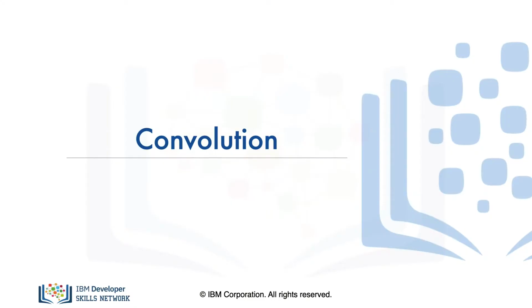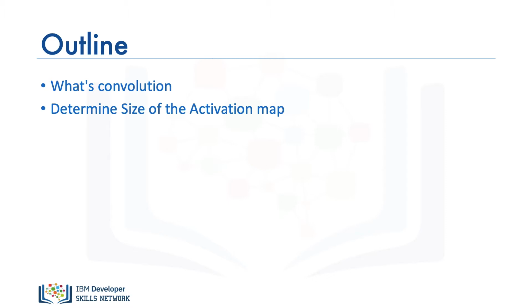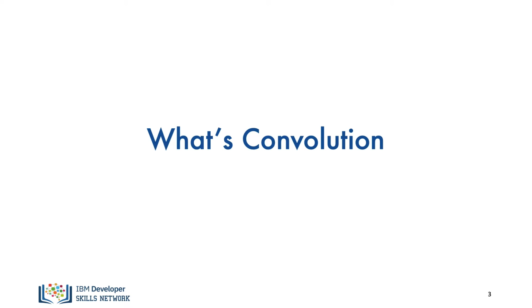In this video, we're going to discuss convolution. We'll talk about what convolution is, how to determine the size of the activation map, which is the output of the activation layer, stride parameter, and zero padding. So let's just ask the question, what is convolution?